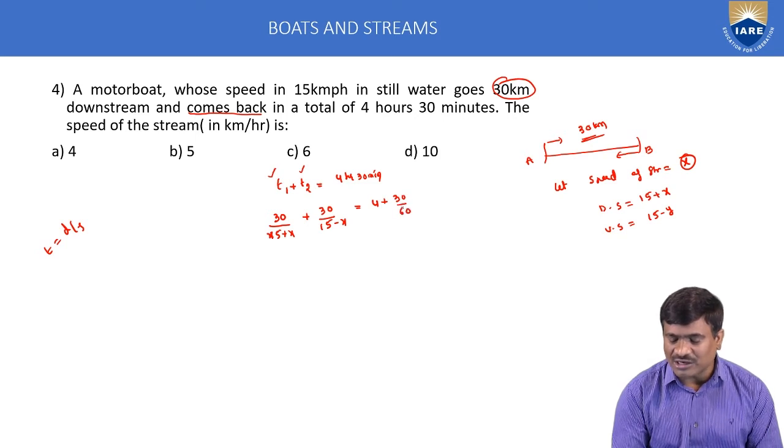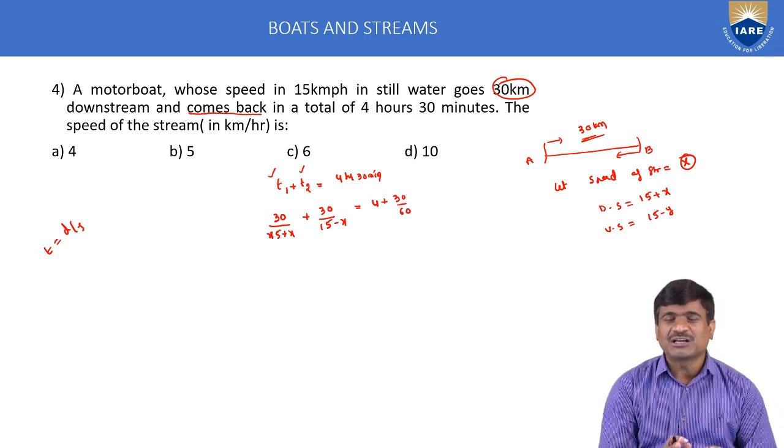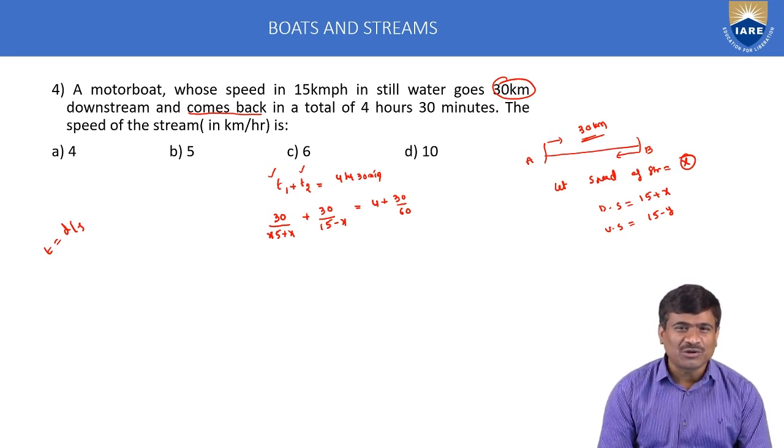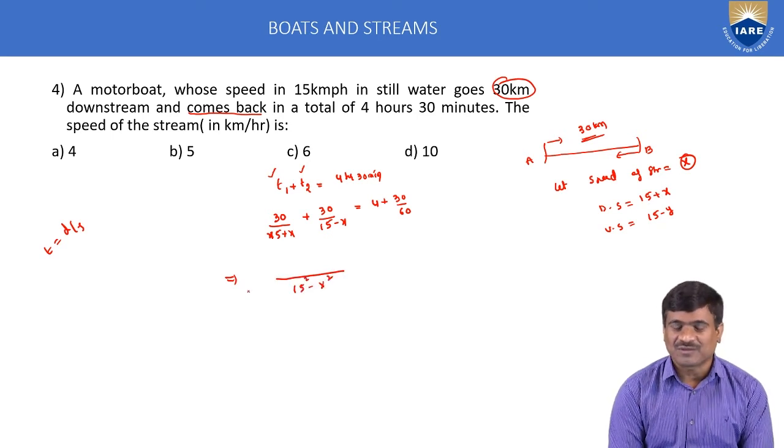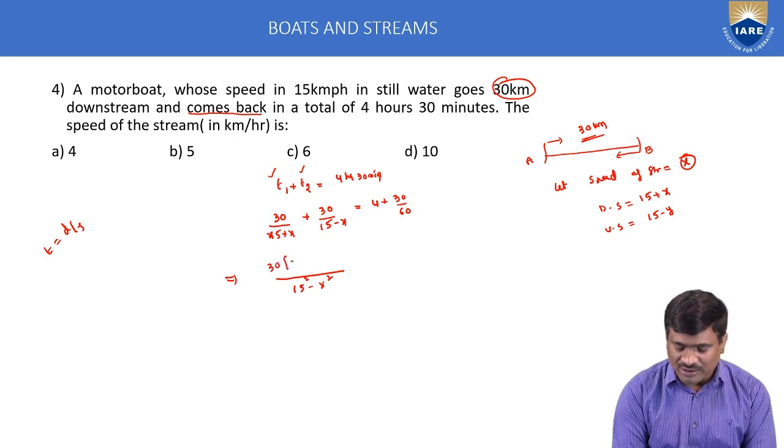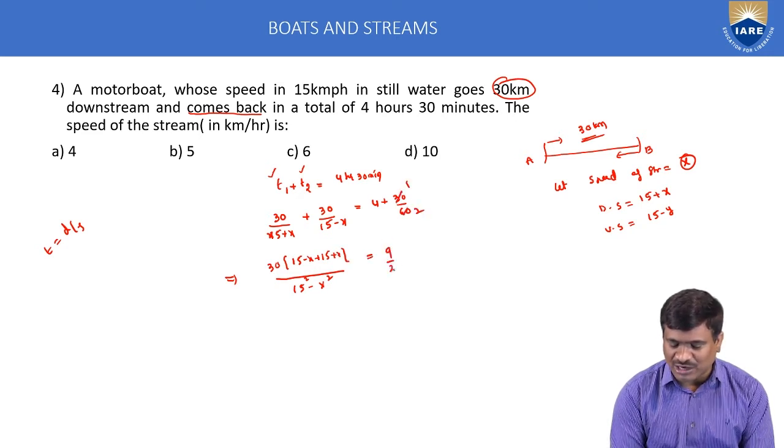Minutes convert into hours by dividing by 60, because the speed is in kilometers per hour and the distance is 30 kilometers, so the time converts into hours and points, and minutes convert into hours by dividing by 60. Next part is simplification only. Denominator: a plus b into a minus b is a square minus b square, so 15 square minus x square. Next, in the numerator 30 is common. 15 minus x plus 15 plus x is 30, so 30 into 1, 30 into 2 is equal to 9 by 2. In the next simplification, the x term cancels.